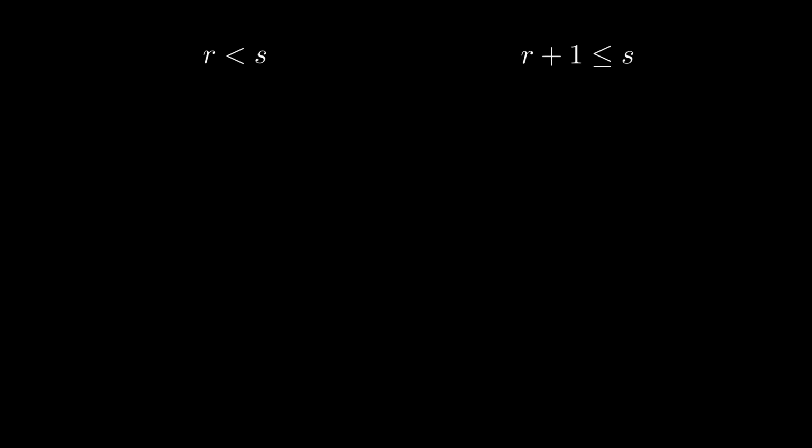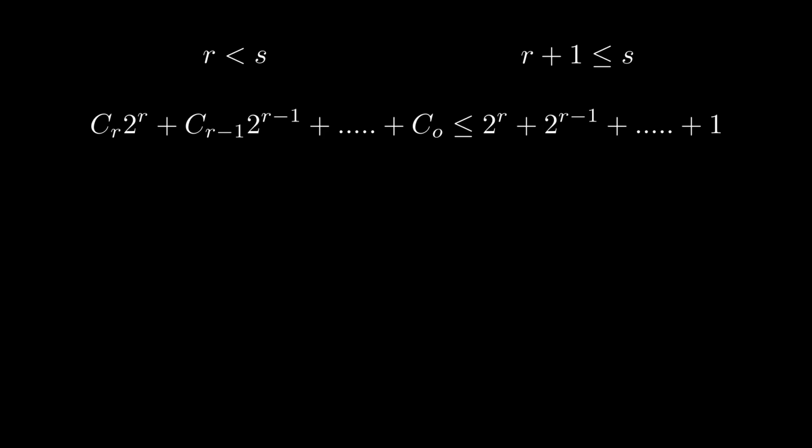So assuming S is bigger than R and both S and R are non-negative integers, this implies that S is bigger or equal to R plus 1. Since S is bigger than R, it is bigger or equal to the next integer. The biggest that the representation could be is when all coefficients are equal to 1. We use the following inequality to represent this fact.